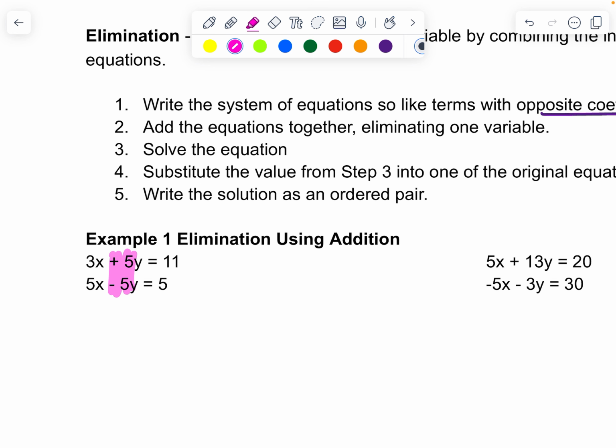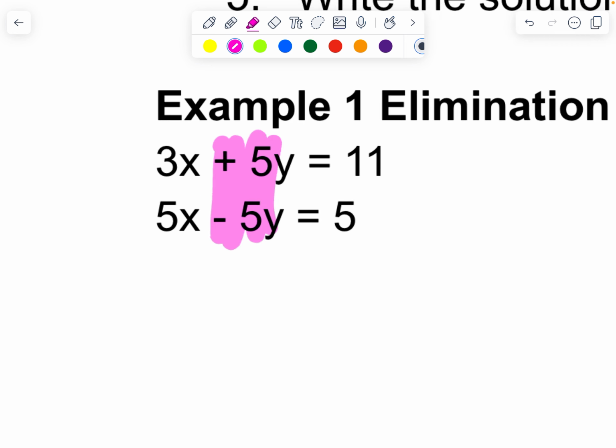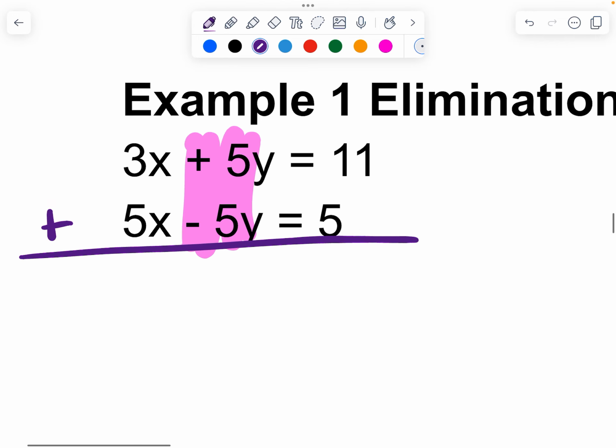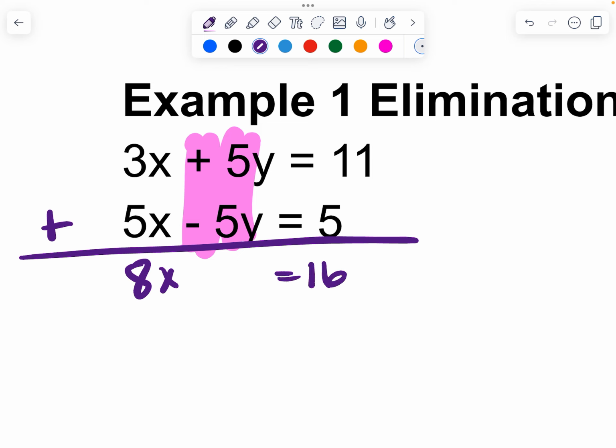It says add the equations together, eliminating one variable. So I'm going to come here. I'm going to add these two together. I'm going to get 8x equals 16. Divide by 8. Get x equals 2.